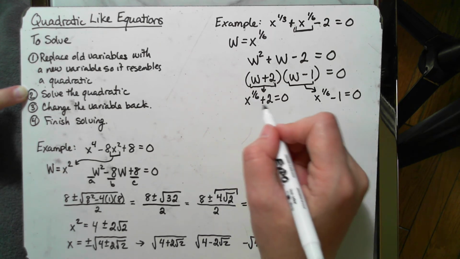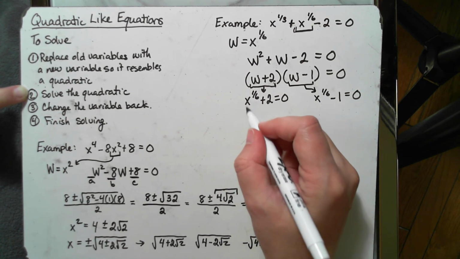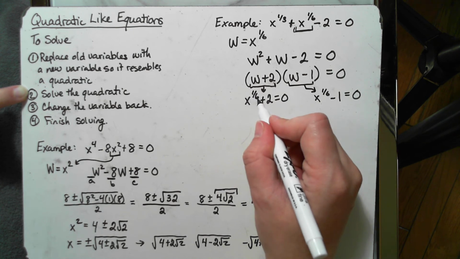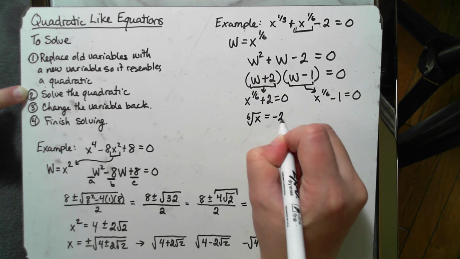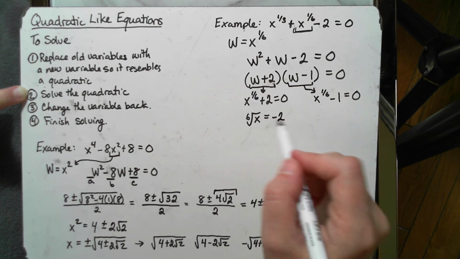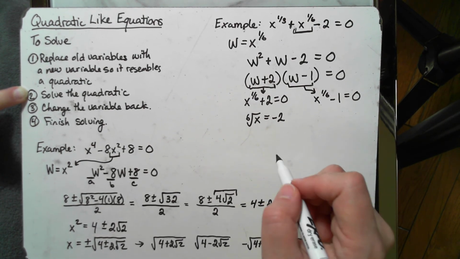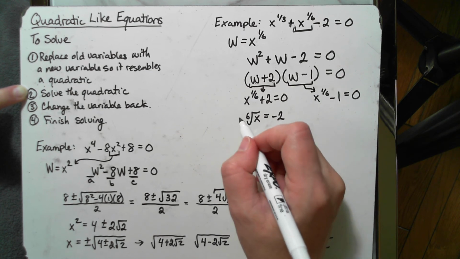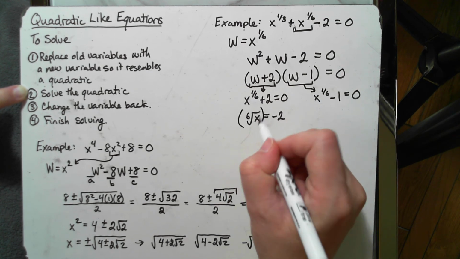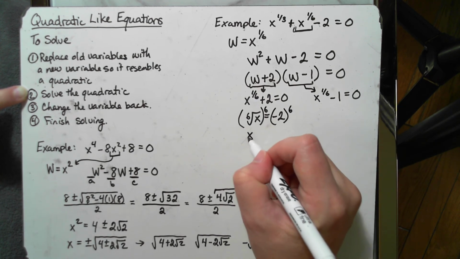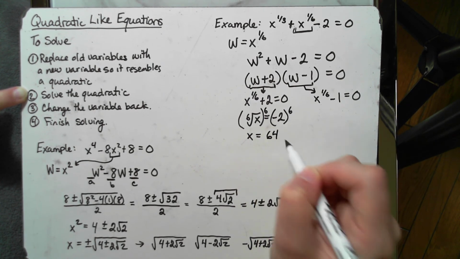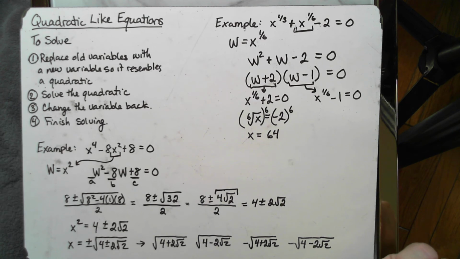Okay, so I'll subtract 2 on both sides. Now remember, this is a 6th root. The 6th root of x equals negative 2. And then I have to put this to the 6th power, to get rid of my 6th root so it cancels. So I'm going to raise this to the 6th power. I'm going to raise this to the 6th power. So x equals 64. Okay, so that is the 6th power of negative 2.